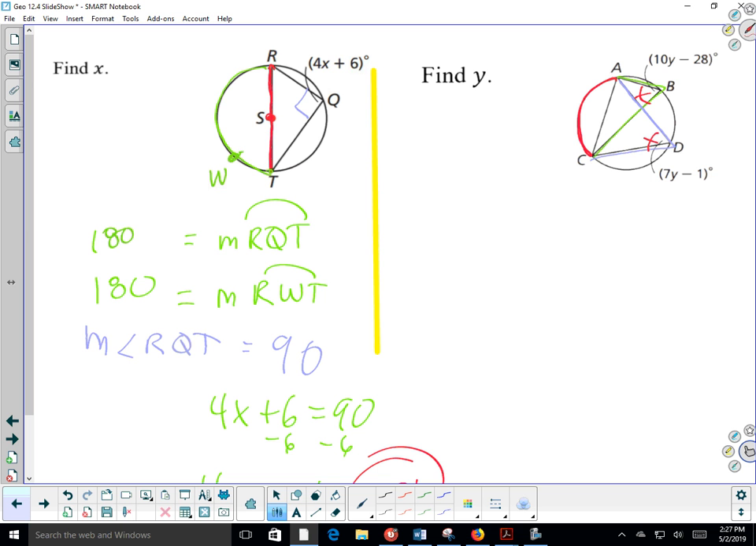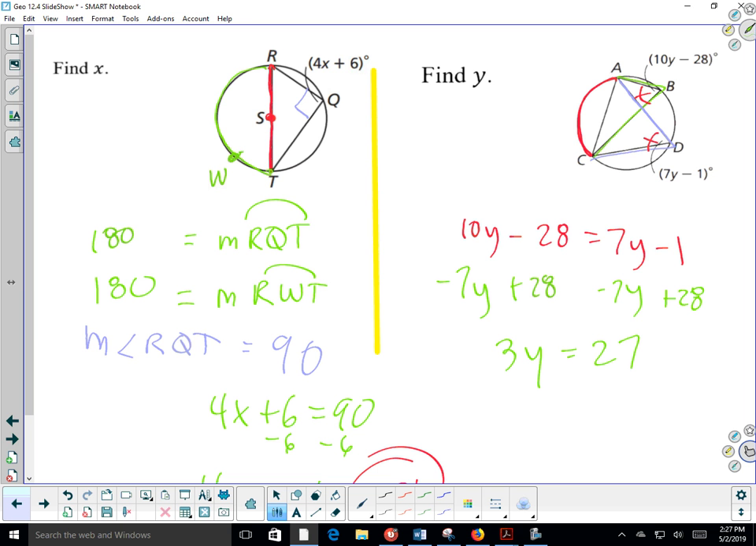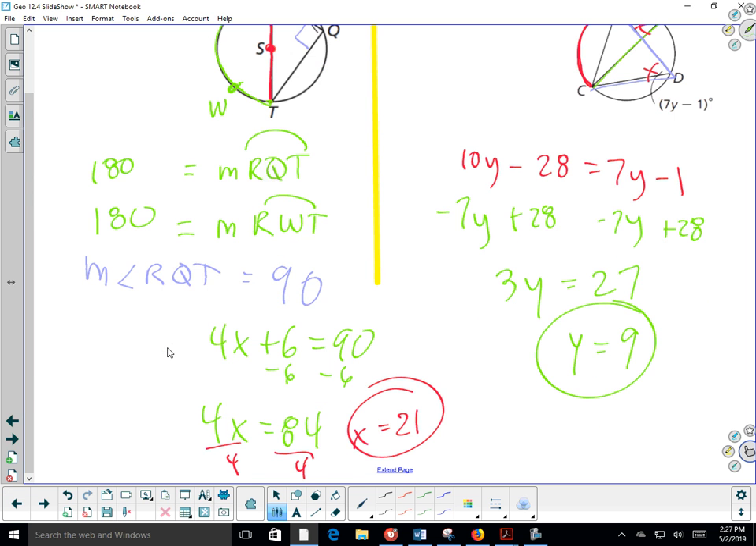Yes. All right, so are you setting these equal to each other? I'm going to subtract 7y from both sides, and add 28 to both sides, getting 3y equals 27, and I'm getting y equals 9. Are we okay with this? Yep. Devin, you good? Yeah. All good? Okay.